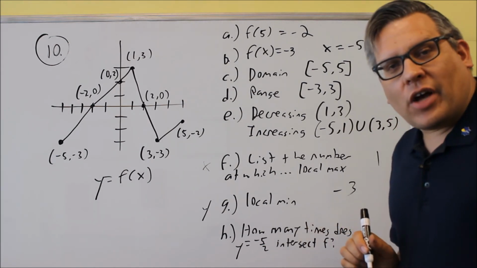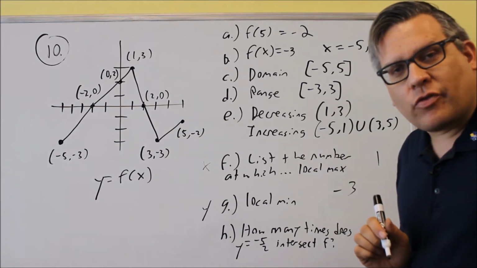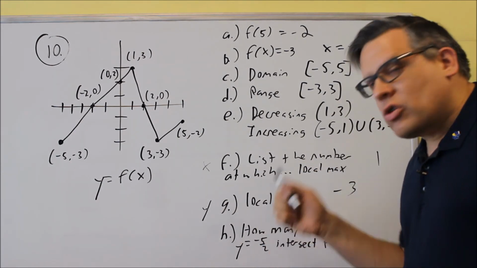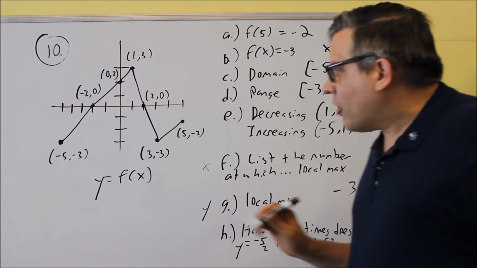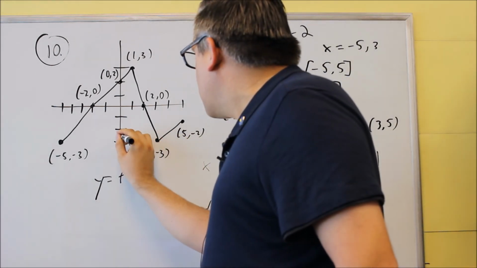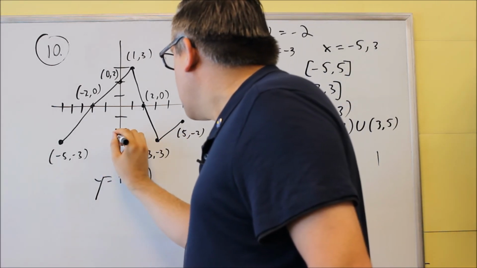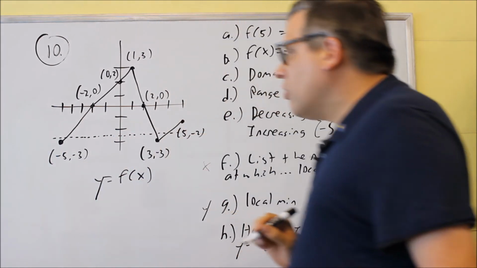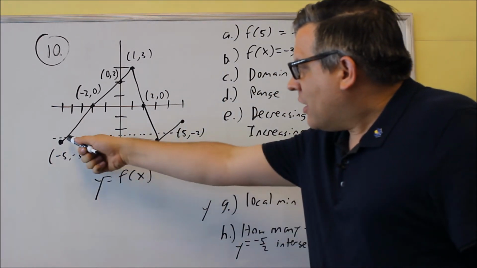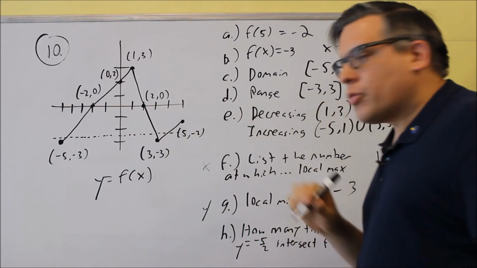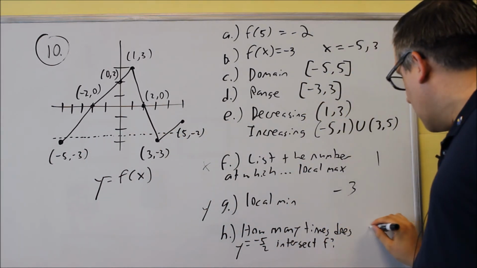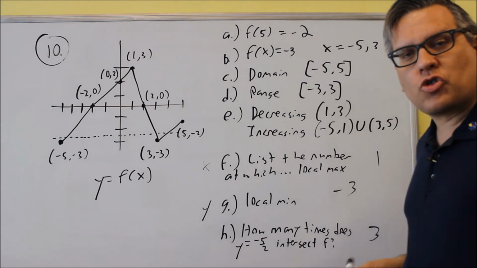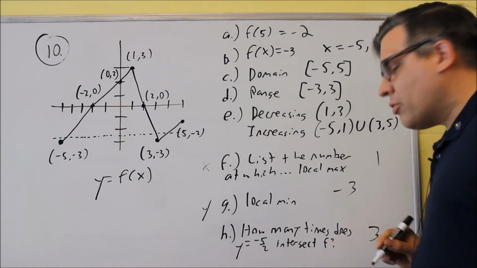The last one: how many times does the line y equals -5/2 intersect f? y equals -5/2 is the same thing as y equals -2.5. This is a horizontal line going through -2.5. So if I put that in, -2.5 is about right here. I'm going to draw in a dotted line all the way through, and that dotted line intersects it 1, 2, 3 different times, which means I'm just going to put 3 down for the answer. There's no special notation for that. We just simply list 3.